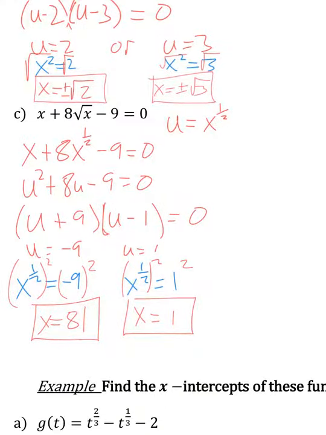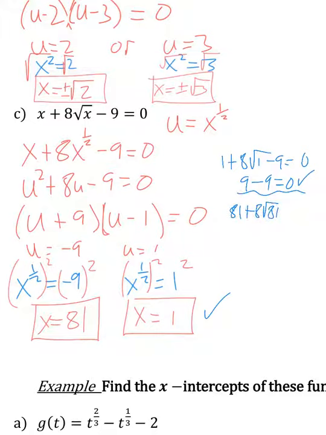So we've got to see, is 1 plus 8 times the square root of 1 minus 9 equal to 0? 8 times 1 plus 1 is 9. This is 9 minus 9, which is 0. Check. That works. This guy's good. What about 81? Plug in 81 for x in the equation: 81 plus 8 times the square root of 81 minus 9. Is that equal to 0? No, 81 plus some big number minus 9 does not equal 0.